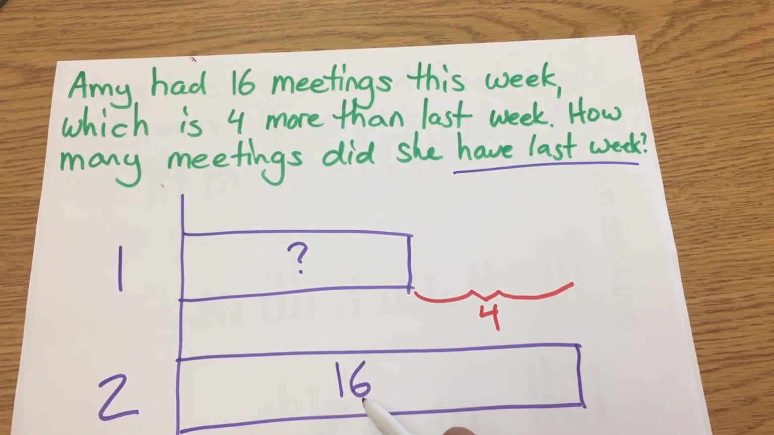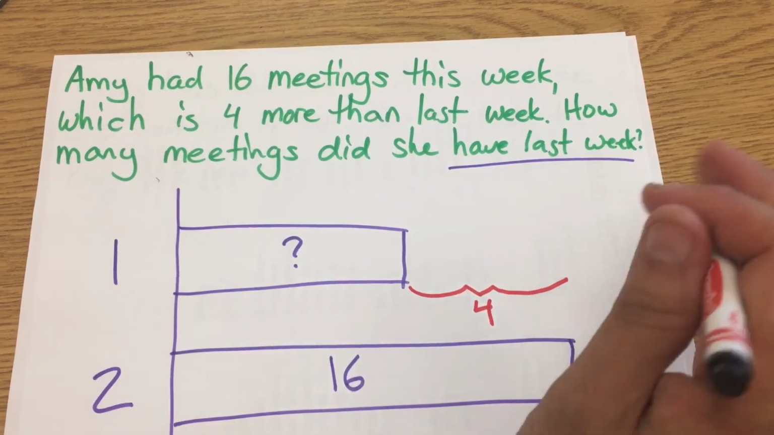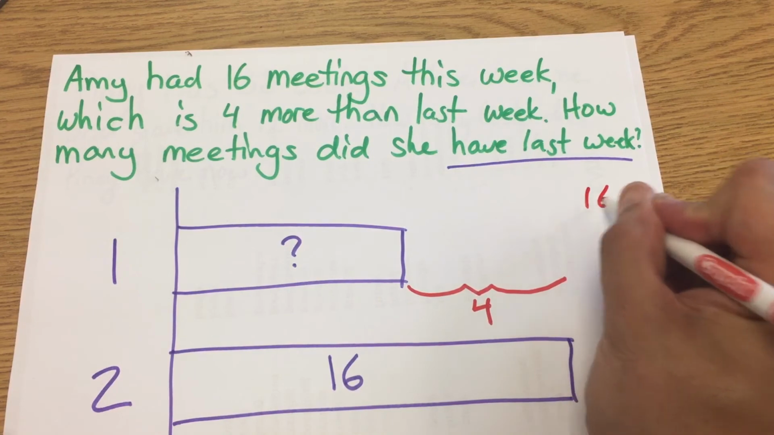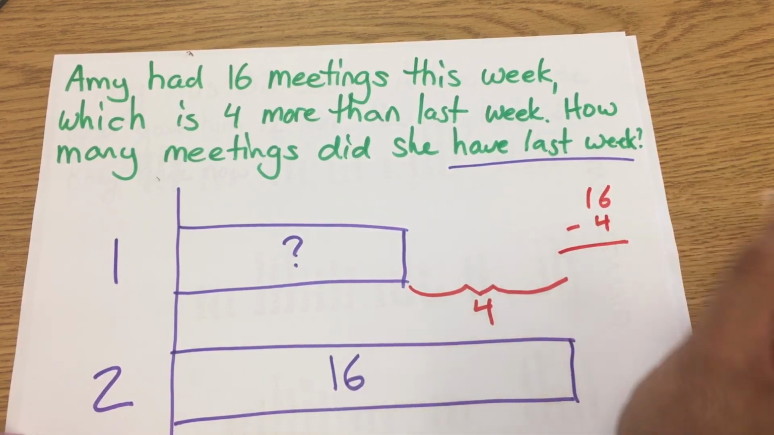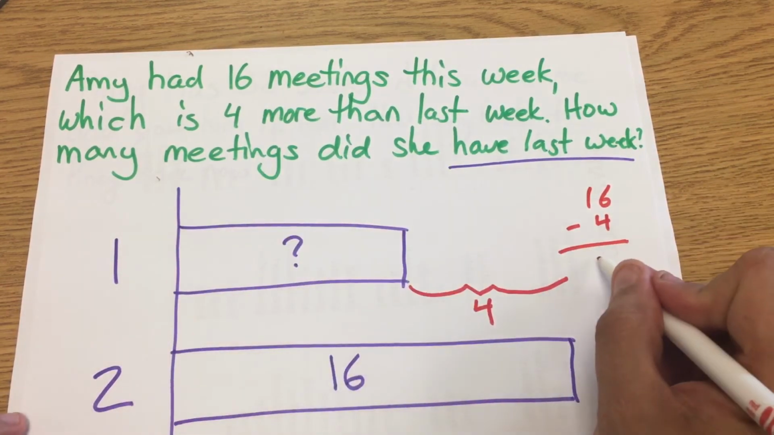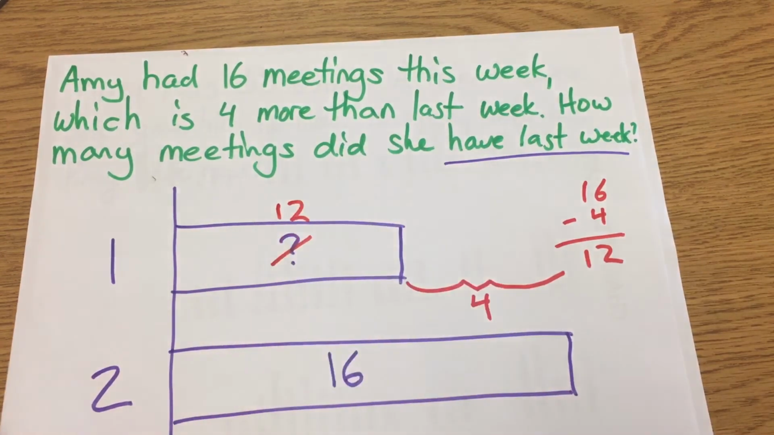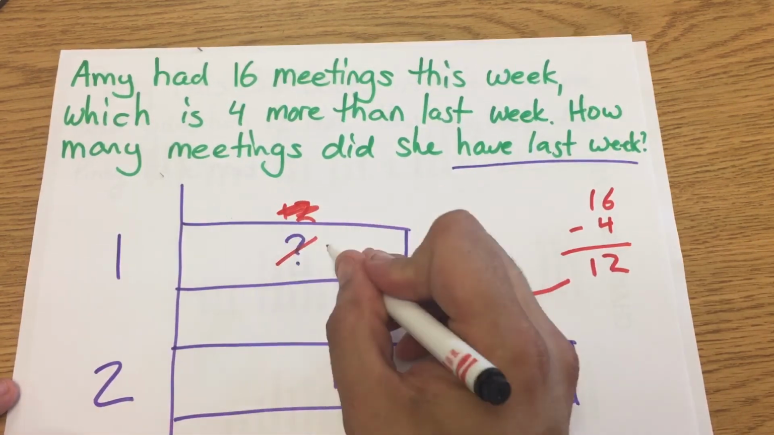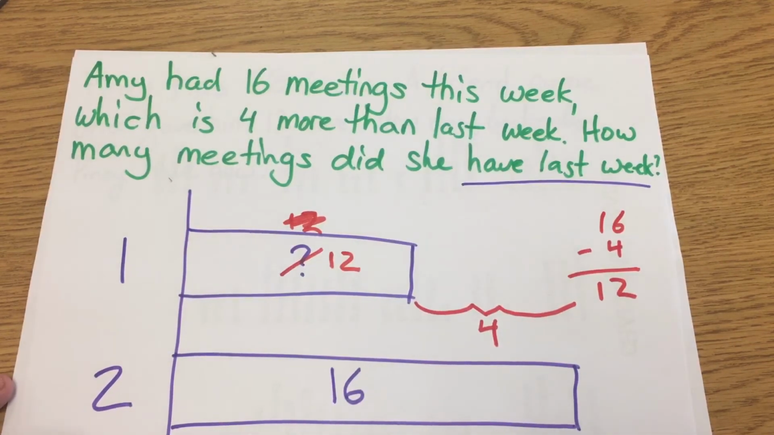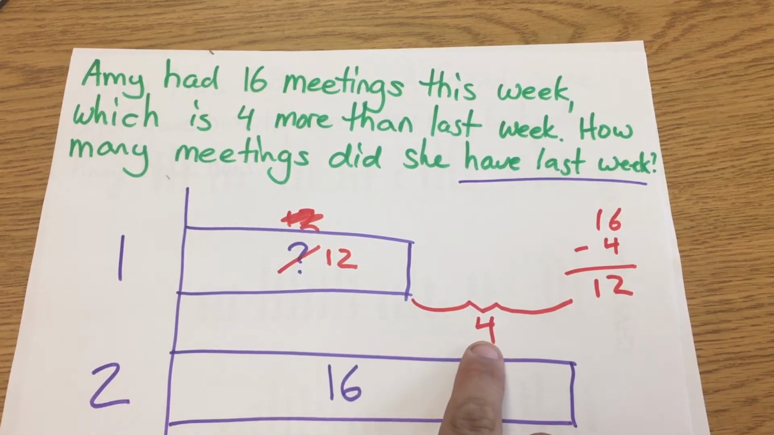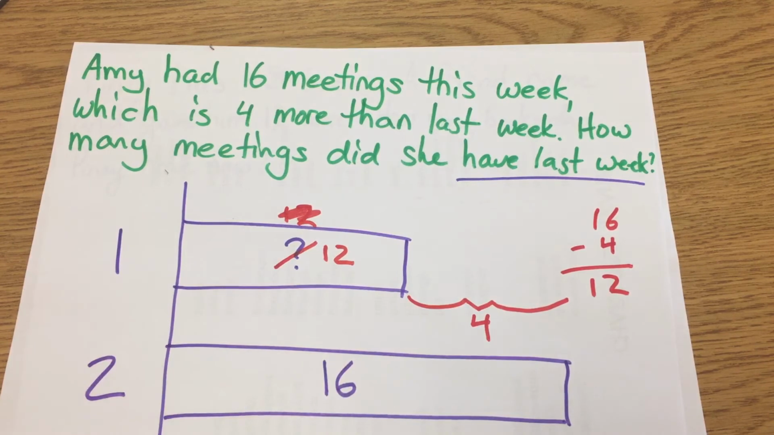So, wait, she had 16 meetings this week. That's 4 more than last week. So I'm going to count back. I'm going to use subtraction. 16 minus 4. That's going to help me to figure out that last week she had a total of 12 meetings right there. Actually, I should really put the 12 inside the box. So sometimes you know the difference, you're trying to figure out the quantity.